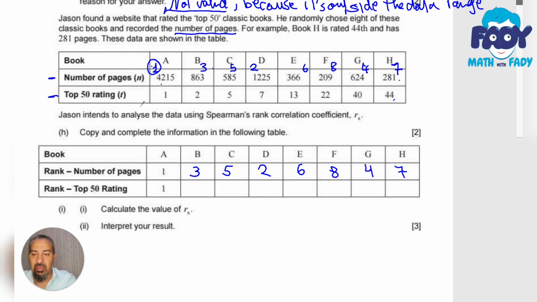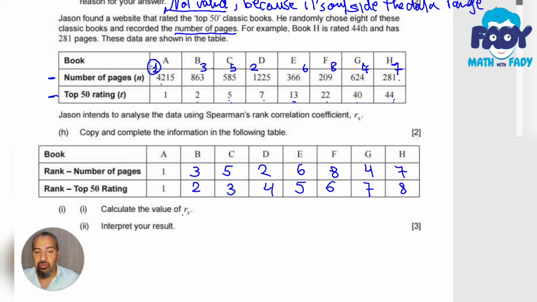And we will do the same for the top 50 rating. A is 1, then number 2. 5, it's already in order. So 5, 7, 13, 22, 40, 44, it's already written in order. So 1, 2, 3, 4, 5, 6, 7, 8. So this is the table. Now calculate the value of r, the correlation coefficient, but this time using this table.